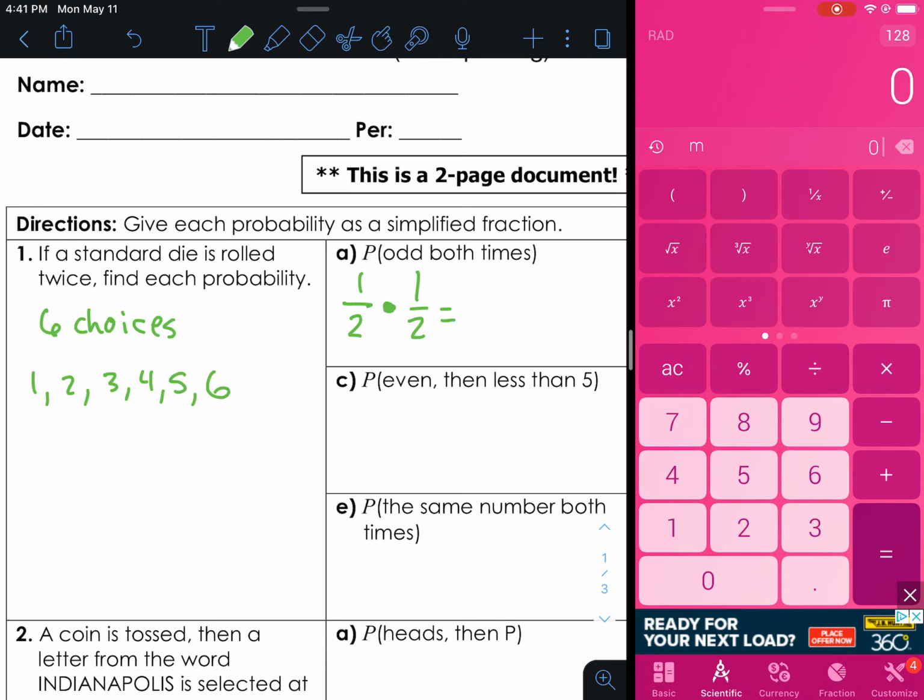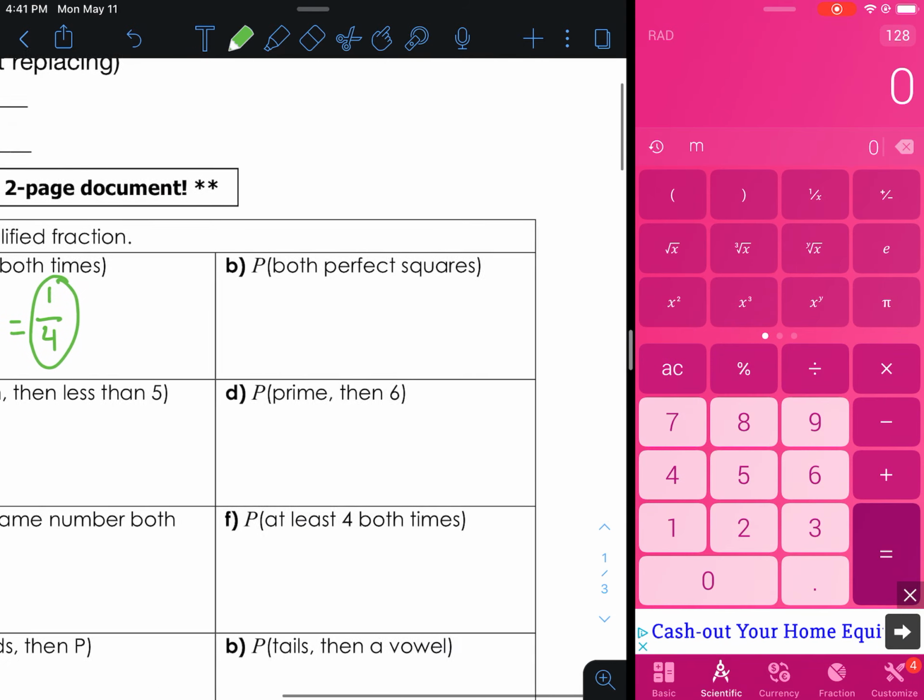And we are actually going to multiply these. And when you multiply with fractions, you do not need a common denominator. In this case it happens to be, but you don't have to. So 1 times 1 is 1, and 2 times 2 is 4. So the probability of rolling an odd number and then an odd number again is going to be 1/4 of the time. So I would have to do this trial 4 times in order to get that to happen.